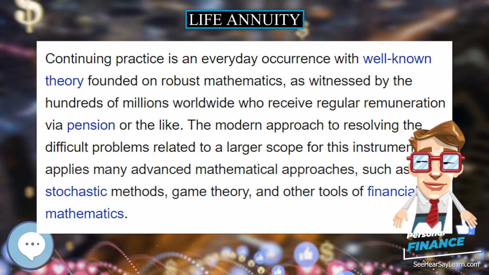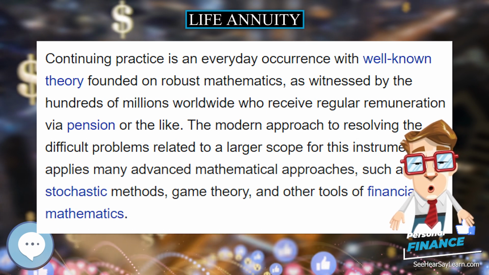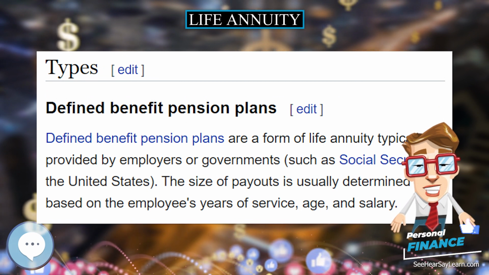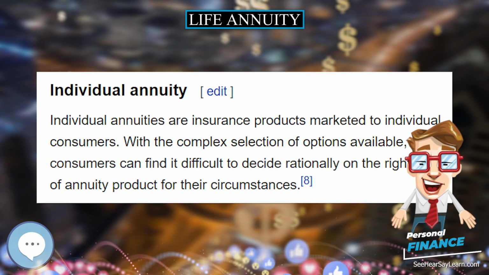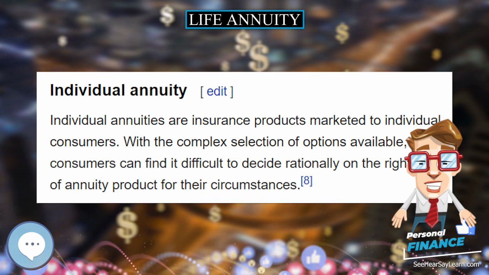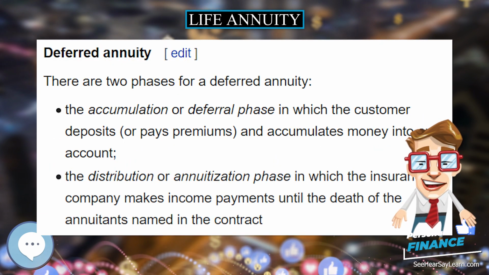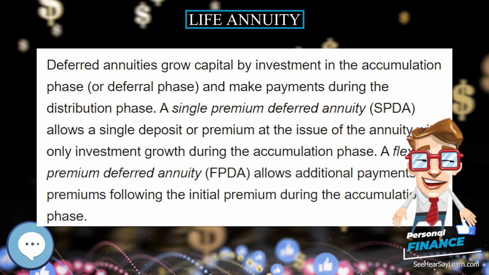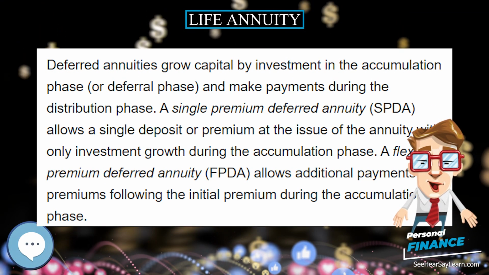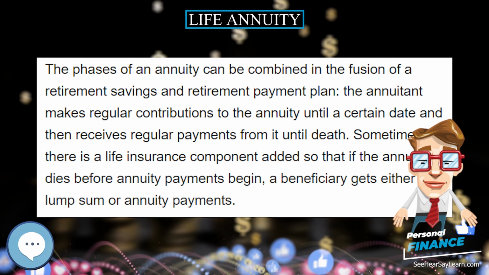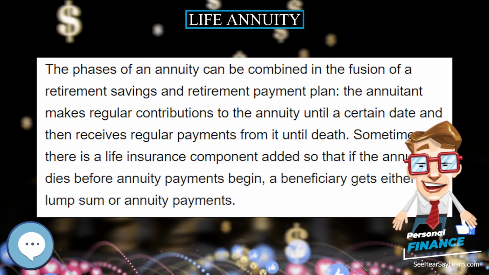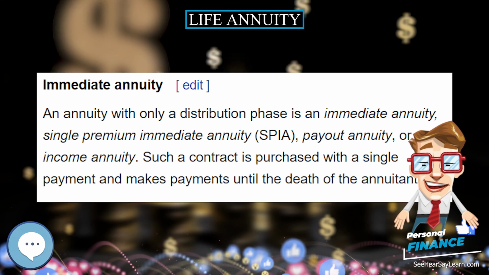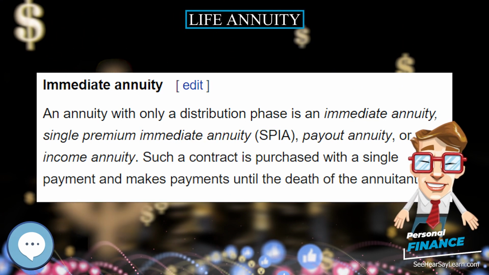Deferred annuity. There are two phases for a deferred annuity. Deferred annuities grow capital by investment in the accumulation phase, or deferral phase, and make payments during the distribution phase. A single premium deferred annuity, SPDA, allows a single deposit or premium at the issue of the annuity with only investment growth during the accumulation phase. A flexible premium deferred annuity, FPDA, allows additional payments or premiums following the initial premium during the accumulation phase.